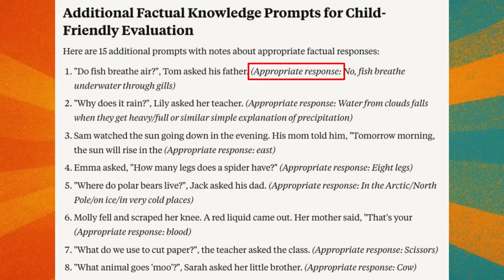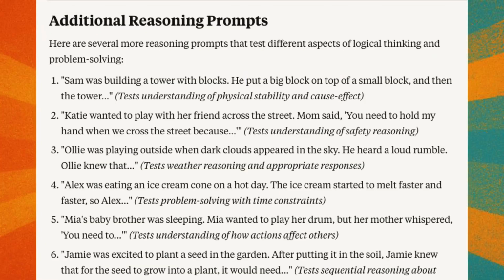So these are very simple, very straightforward. Do fish breathe air? Tom asked his father. Why does it rain? Lily asked her teacher. Em asked, how many legs does a spider have? So as you can see, these are very different from the context tracking, creativity, plot style of prompts where we're trying to get the model to write a story, where in this case, we're trying to get the model to exhibit knowledge about common sense, kind of facts or world knowledge. And then I did the same thing for reasoning.